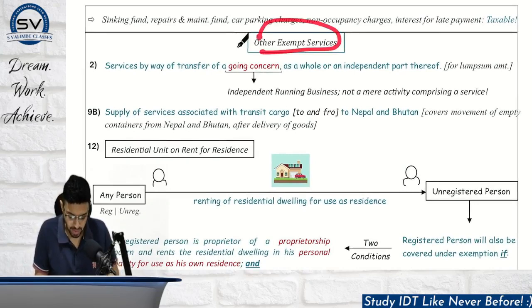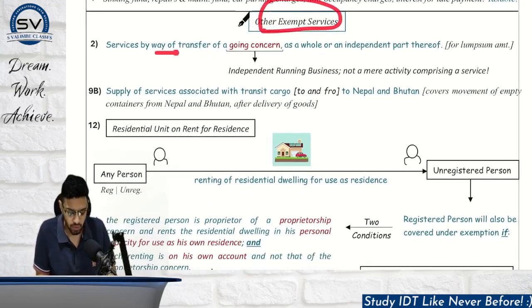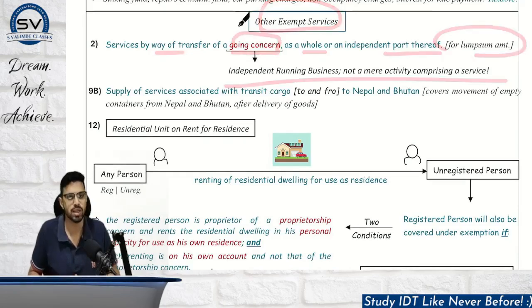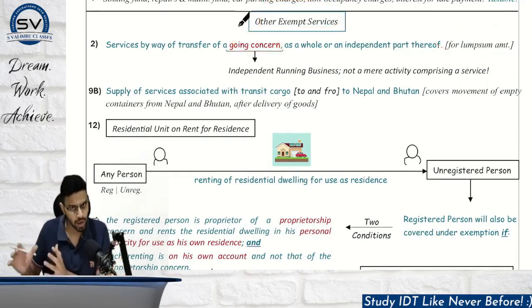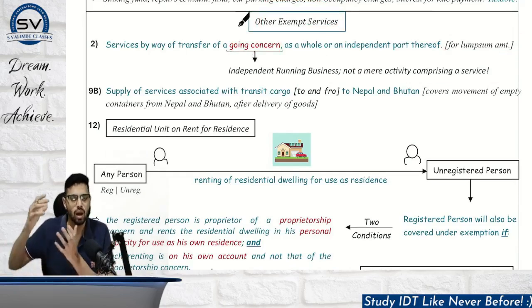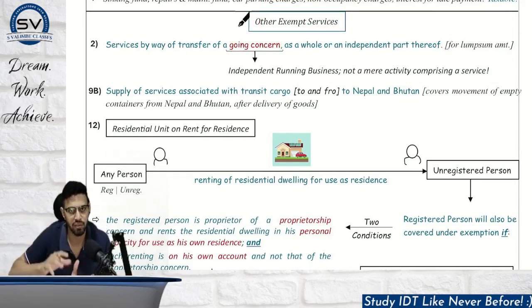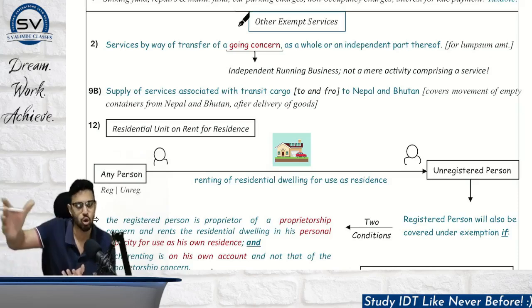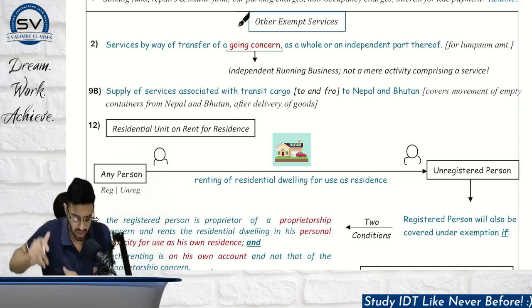Now, other exempt services, let's see. Services by way of transfer of a going concern as a whole or independent part for a lump sum amount. So this is also exempt. Going concern means a running unit, not a specific activity. Let's say a company is having a car related division separately and some infrastructure business separately. Car division is sold, so that is sold as a going concern. The other person is going to carry it on as it is. Here the exemption is being given.